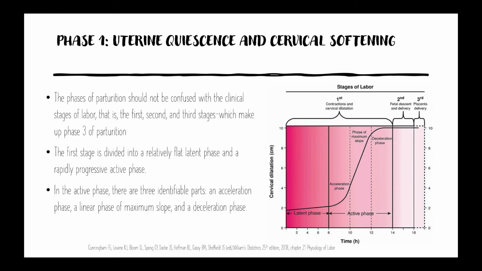The first stage is divided into a relatively flat latent phase, so this is the latent phase, and a rapidly progressive active phase, this one. In the active phase, there are 3 identifiable parts. So we have the acceleration phase, this part here. We also have the linear phase of maximum slope, this part here, and the deceleration phase.